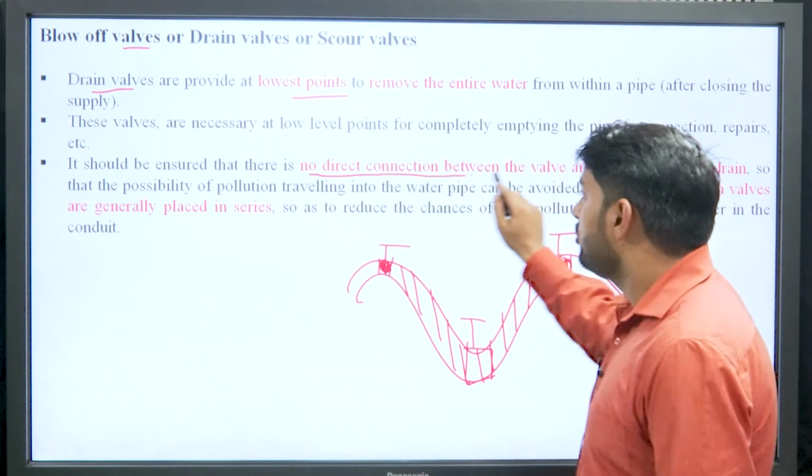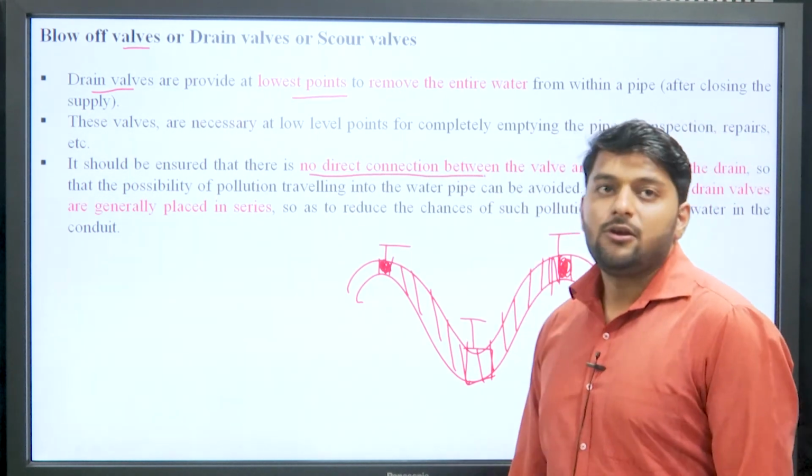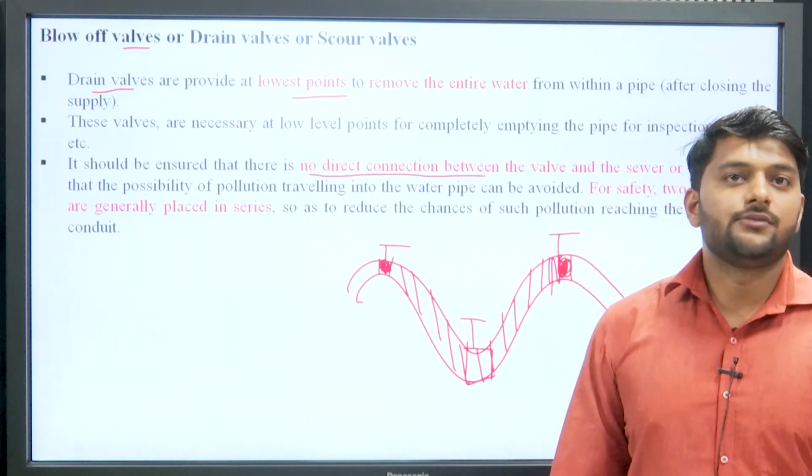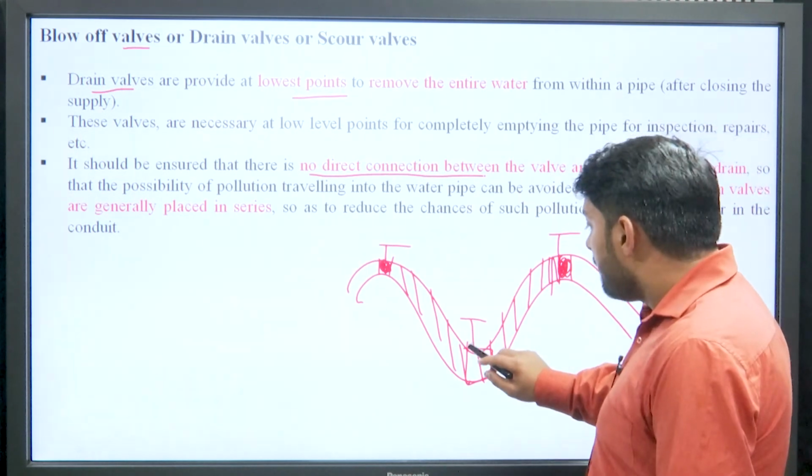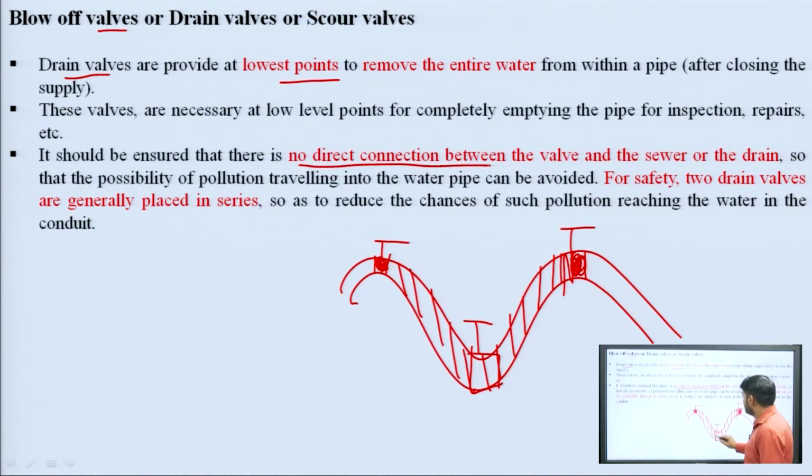There should be no direct connection between the valves and the sewers. Why so? Because if there is a direct connection, then after the pipe is emptied, there will be chances that the sewer water may move inside the pipe, which will pollute the water distribution system.